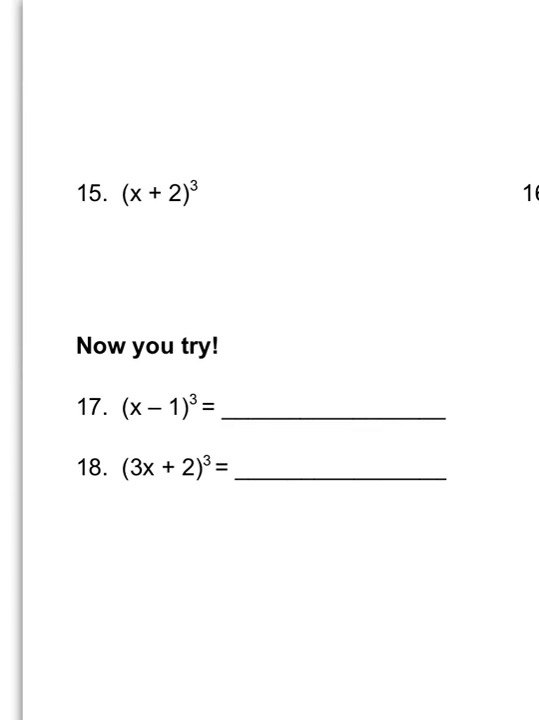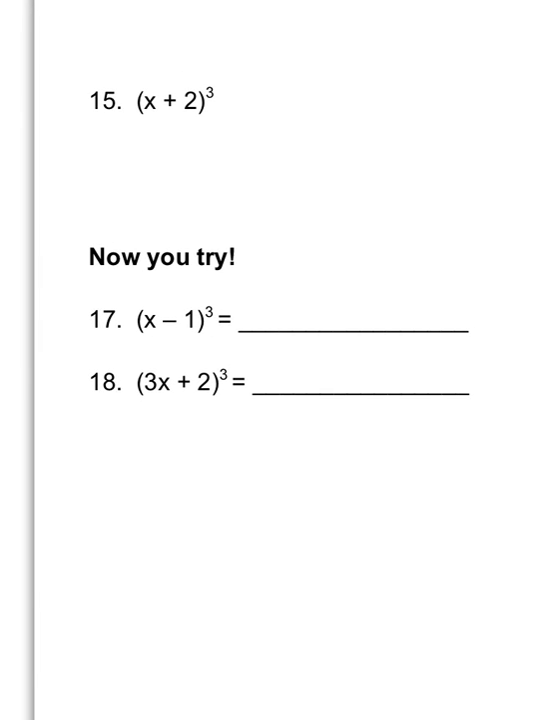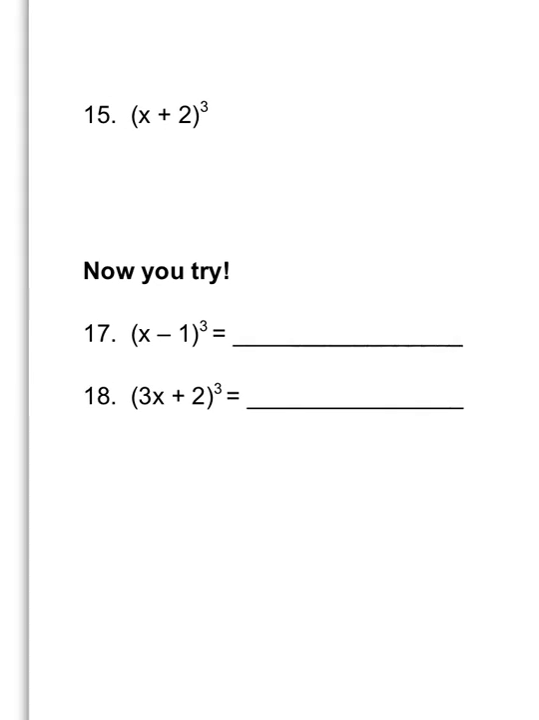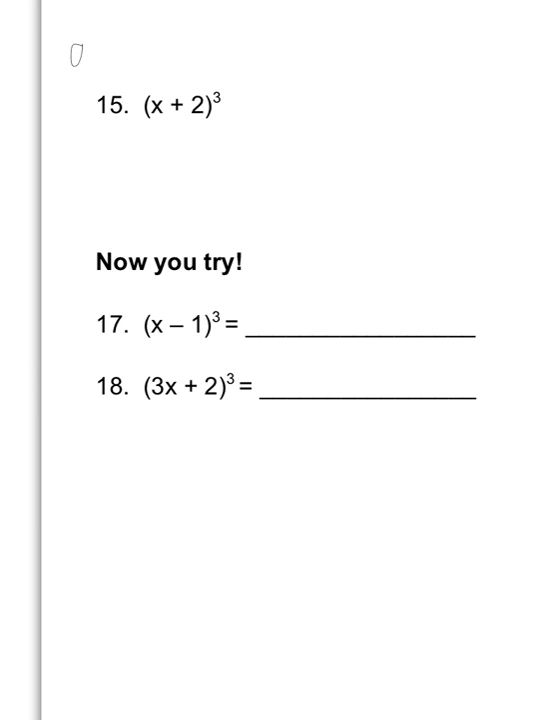15. Notice we have a binomial cubed. So I'm going to write this formula that we just found on the front. A cubed, let me erase that, plus 3a squared b plus 3ab squared plus b cubed. Okay, so I'm going to call this first one a and then the second one b.